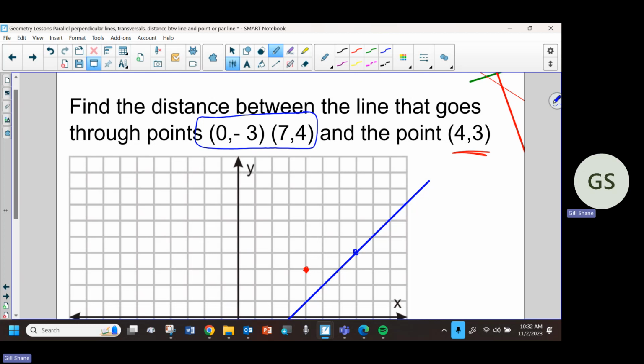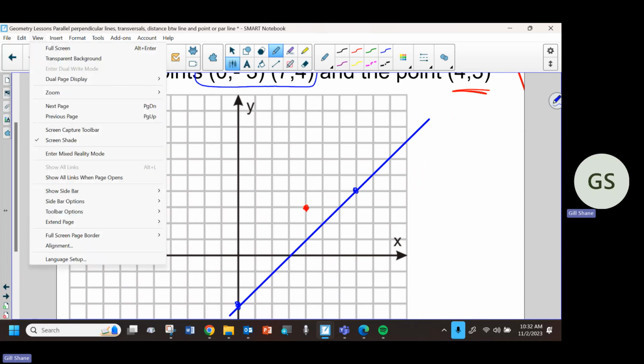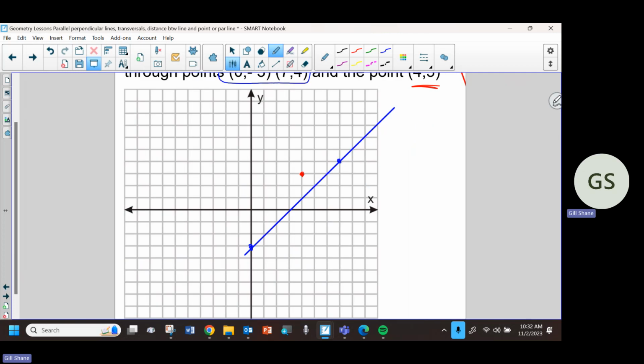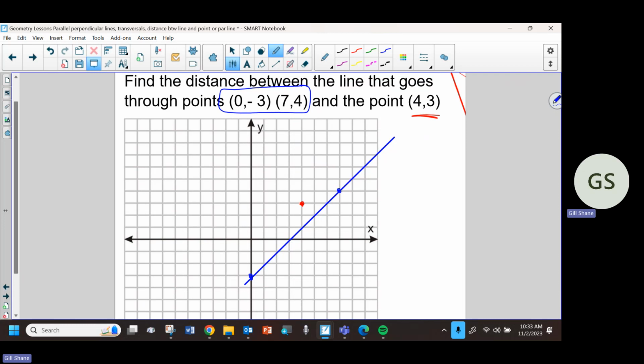Once you've created it, you might have to do this part. All you do to create the line is put those two points on the graph. I put 0, negative 3 on the graph and 7, 4 on the graph, and then I drew a line through those two points. That's all you're going to have to do on the quiz to create the line. Then to get the other point on there, I put 4, 3 on the graph. Make sure you know how to put a point on a graph: left or right first, then up or down.